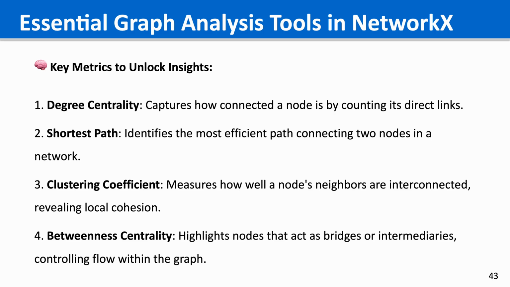First, degree centrality, which tells us how connected a node is. Think of it as the popularity score in a network. Next, shortest path calculates the fastest or most efficient way to traverse from one node to another. This comes in handy for things like transportation systems or social networks. Clustering coefficient zooms in on local neighborhoods by measuring how interconnected a node's friends are, which is key for identifying tightly knit communities. Lastly, betweenness centrality helps us pinpoint bottlenecks or bridges by assessing which nodes lie on the majority of shortest paths, often acting as gatekeepers for information or resources.